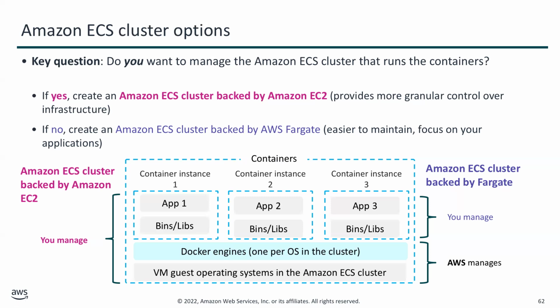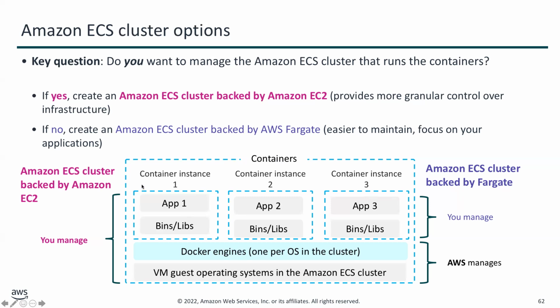There are two options, right? Now you can see what AWS manages here. AWS manages Docker engines, one per OS in the cluster, and the VM guest operating system in the Amazon ECS cluster. All those things we manage if you are using Fargate. If you let Fargate manage it, you are only concentrating on the application running in the container, right? You're writing code, whatever that application does.